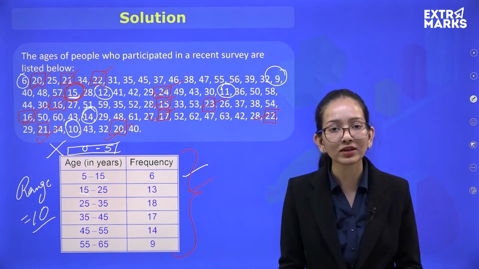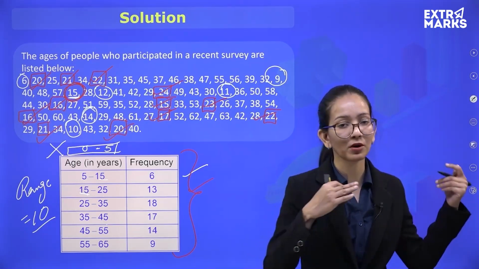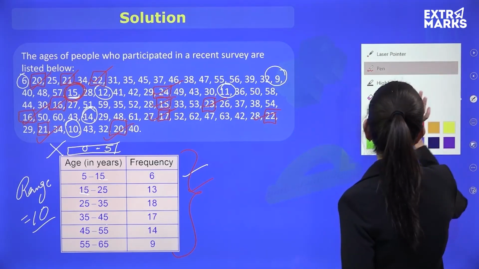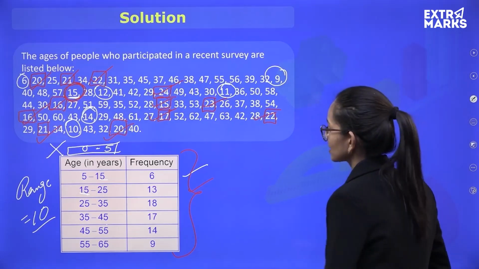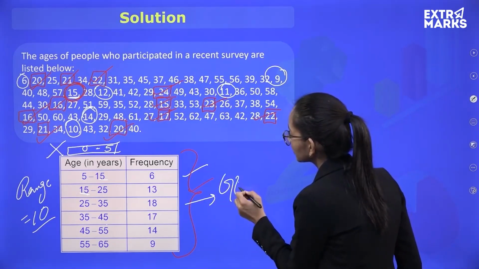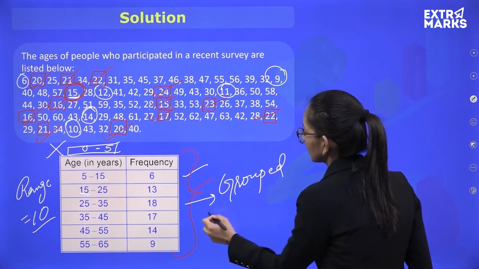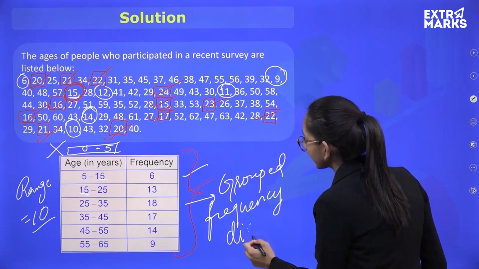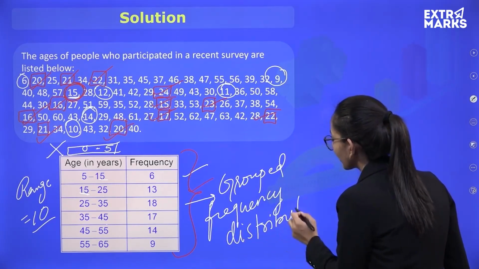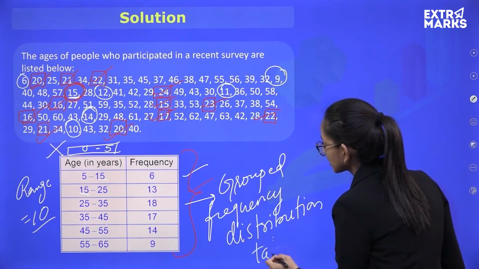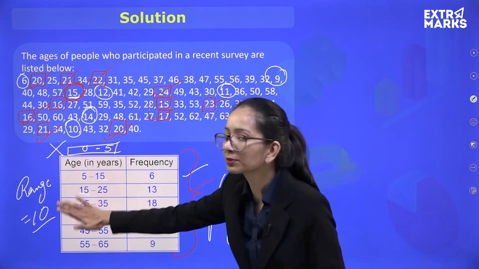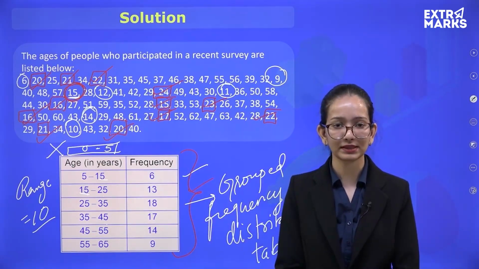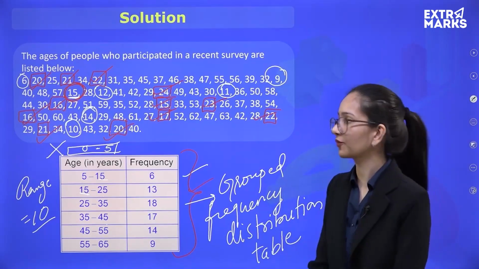And that's why we always organize the data, whether it is in the form of grouped frequency distribution table or ungrouped frequency distribution table. This one is what kind of table? It is grouped frequency distribution table, because we have grouped the ages over here. When we don't group our observations, then such a table is called an ungrouped frequency distribution table. That is the only difference.